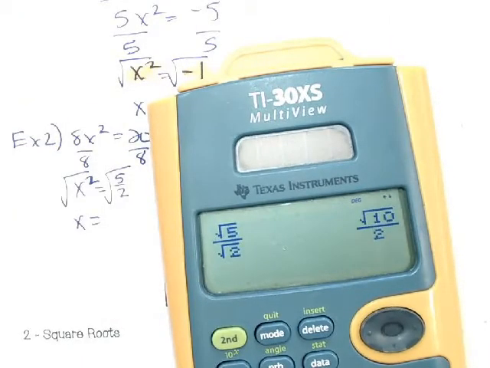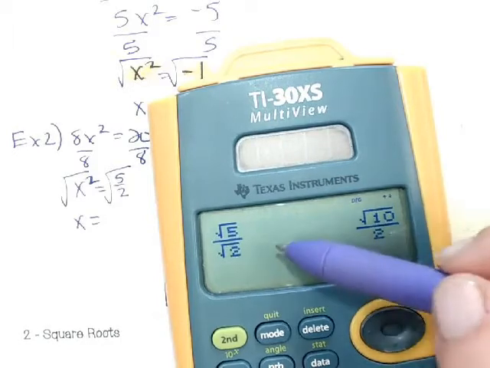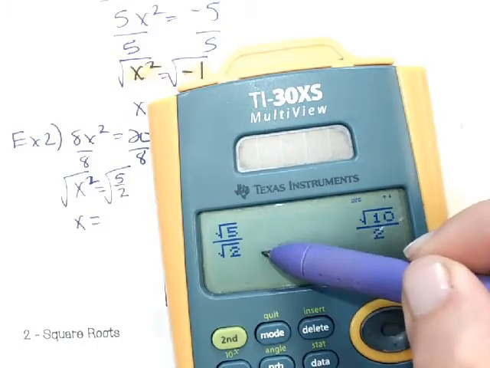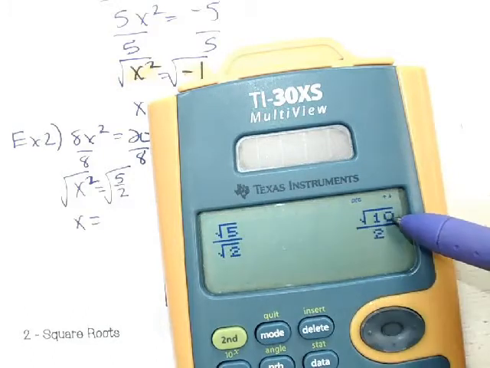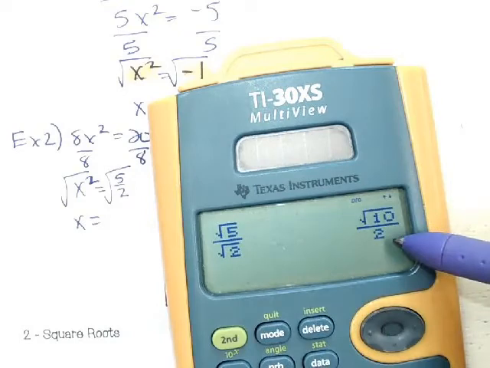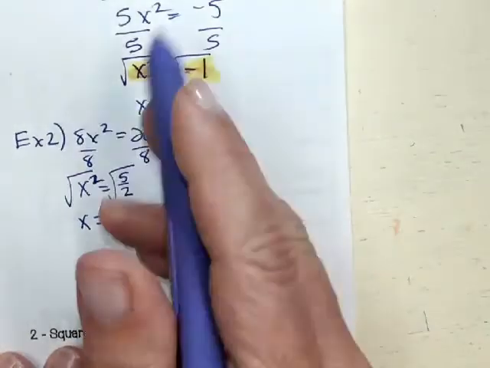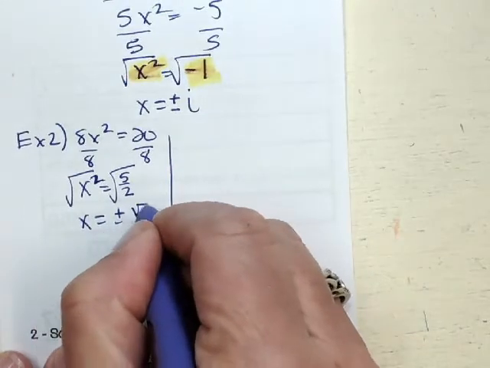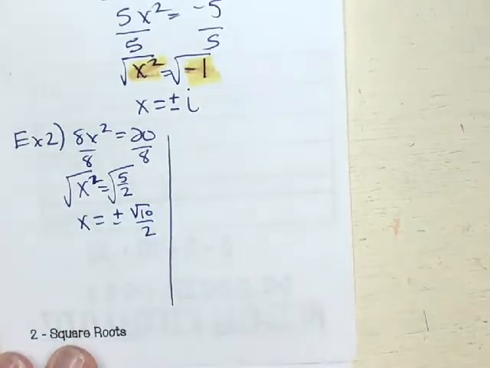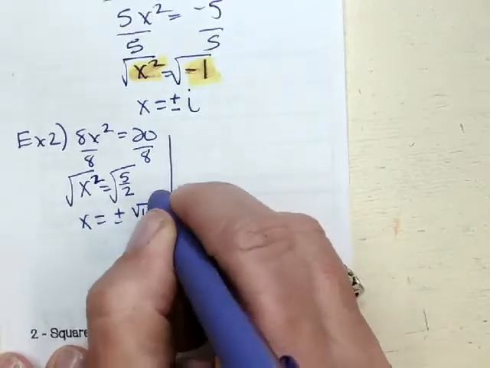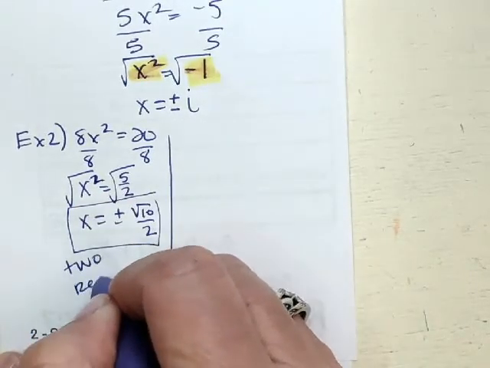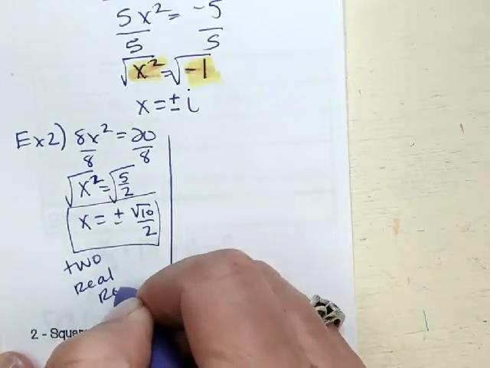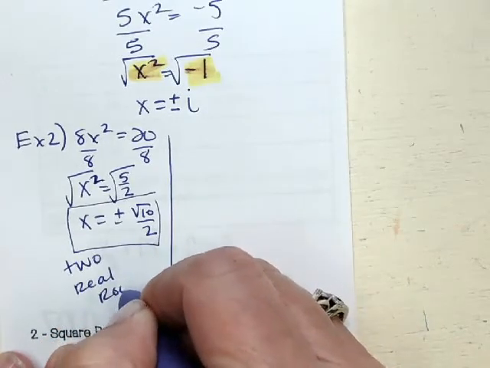You had to rationalize that denominator. Really what we did right here is multiply the top and the bottom by the square root of 2. 5 times 2 gives me 10, and the square root of 2 times the square root of 2 is just 2, or the square root of 4, which is 2. So this is going to give me plus or minus square root of 10 over 2. And that's your answer. I have two real roots, solutions, zeros, x-intercepts.